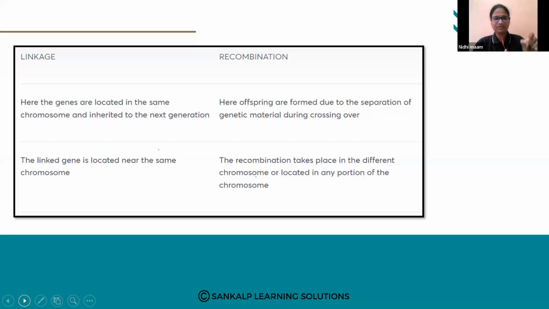As it is given for 2 marks, it is enough if you write 2 points. Here 2 points, here 2 points. So half marks for each difference. I hope you guys got it. Yes, guys?